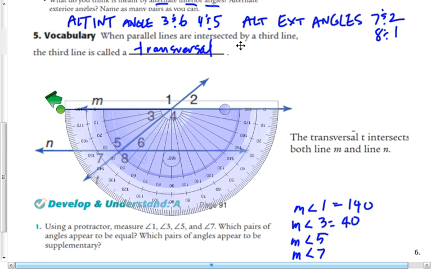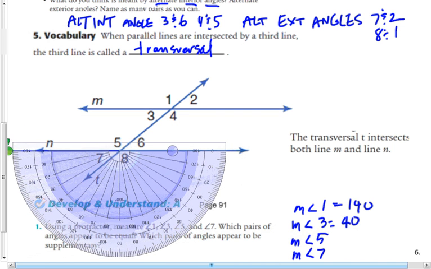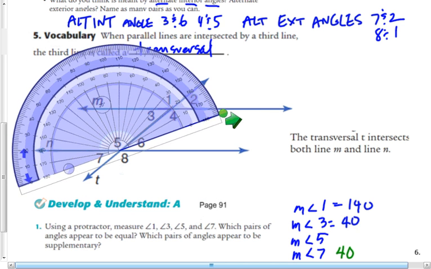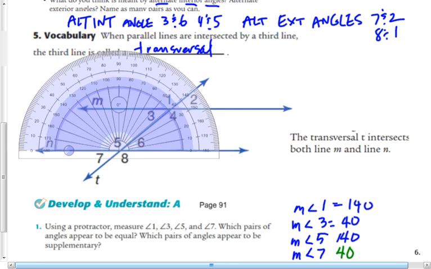And then the measure of angle 5, as long as I'm upside down, I'm going to do 7 first here. That's an acute angle, so that one looks like it's 40. And the measure of angle 5, I need to spin this around. And that one is about 140. Okay, so I measured those.